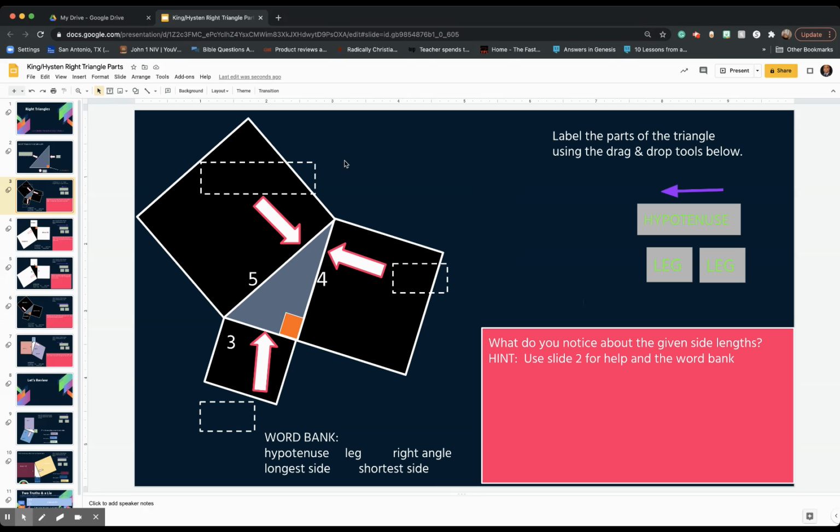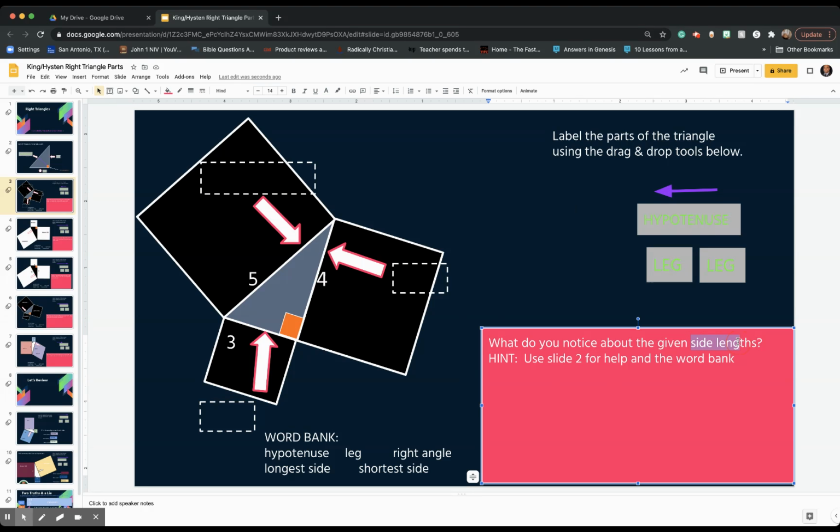Now, the rest of the assignment is going to expect you to be able to label the parts of the triangle using the drag and drop tools below. So you drag and drop, put them where they belong. You might have to extend it or move it or rotate its position, but there they are. However, the key part that's been added is a word bank and a typing section in pink. It says, what do you notice about the given side lengths? Hint, use slide 2 for help and the word bank.